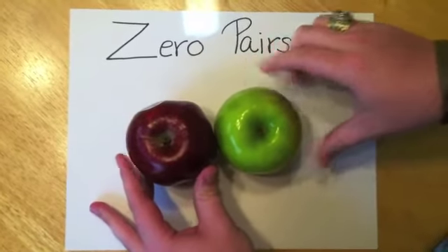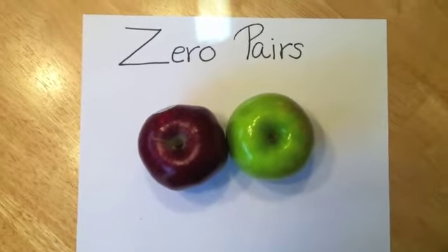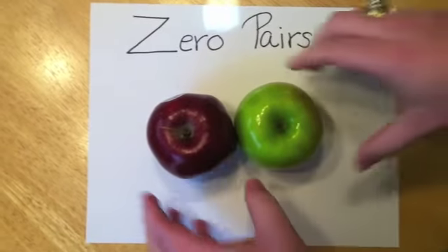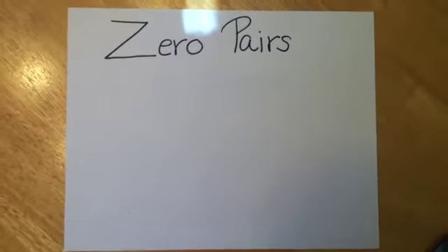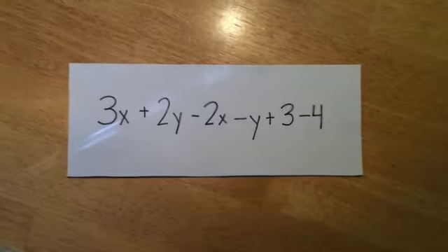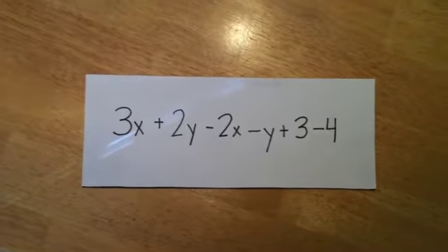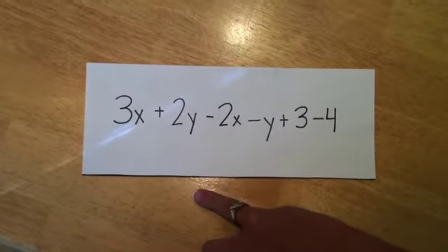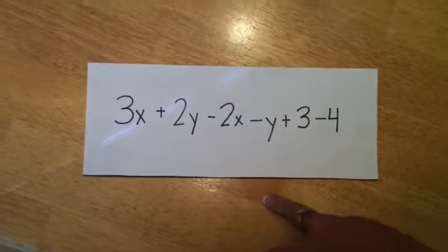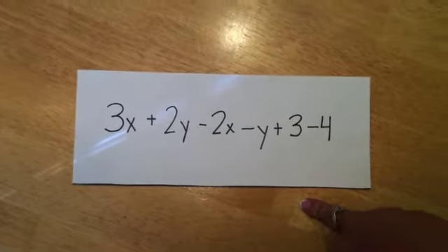This would be the same thing as adding a positive one and a negative one, which would cancel out to 0. So for our apples, they will simply disappear, going back to 0. This is the problem we will be doing today: 3x plus 2y minus 2x minus 1y plus 3 minus 4.